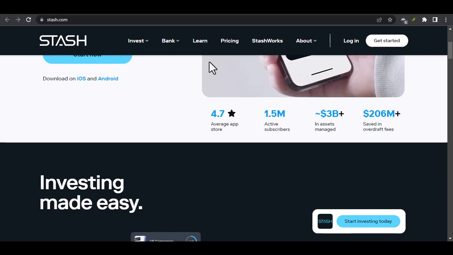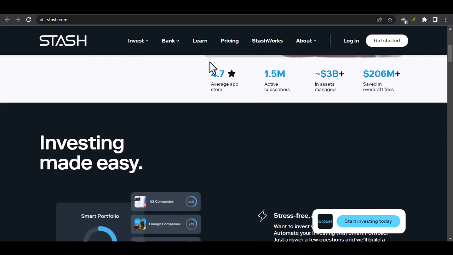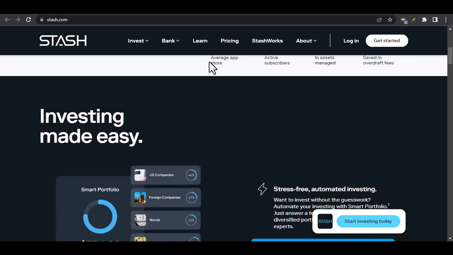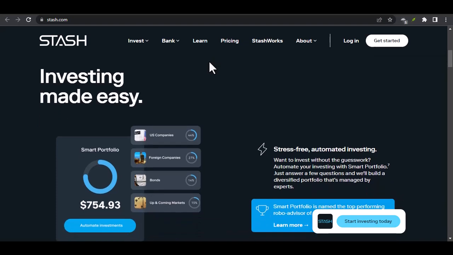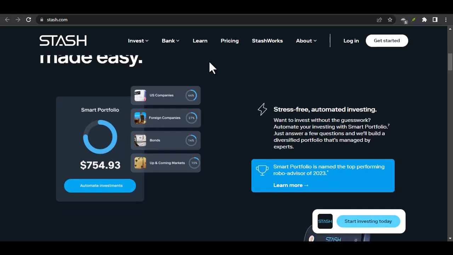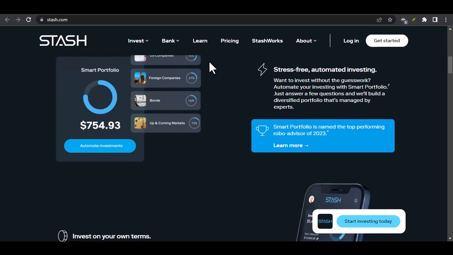Stash is a popular investment app that offers a range of financial products. While it's generally easy to invest and manage your money, there are certain rules in place to protect both you and the platform. One of these rules is related to transfers. Stash may impose restrictions on how quickly you can withdraw your money. This is often done for a few reasons.